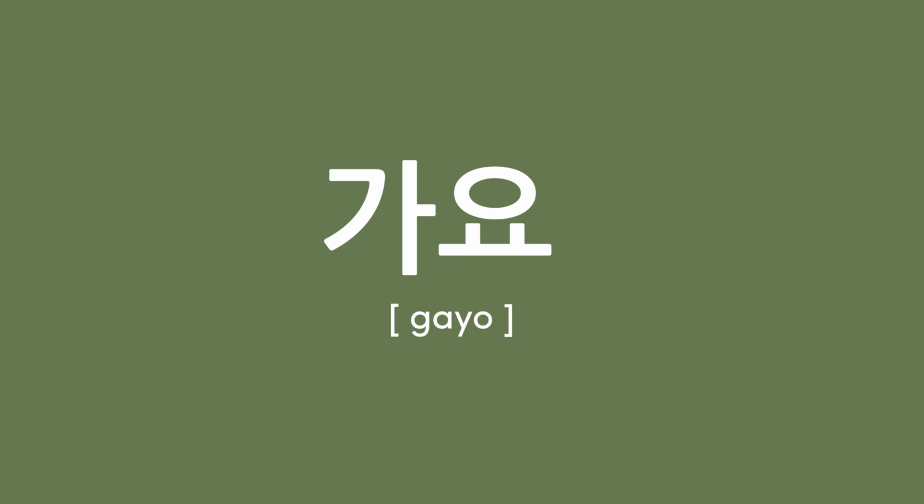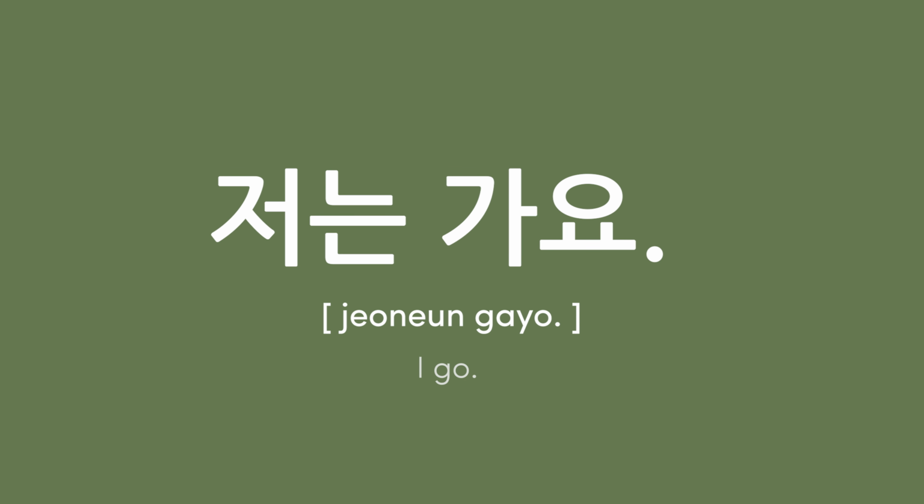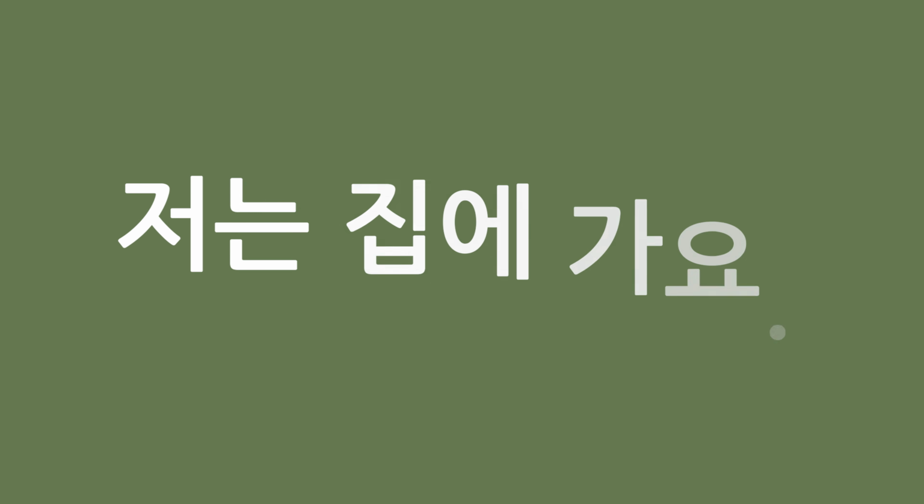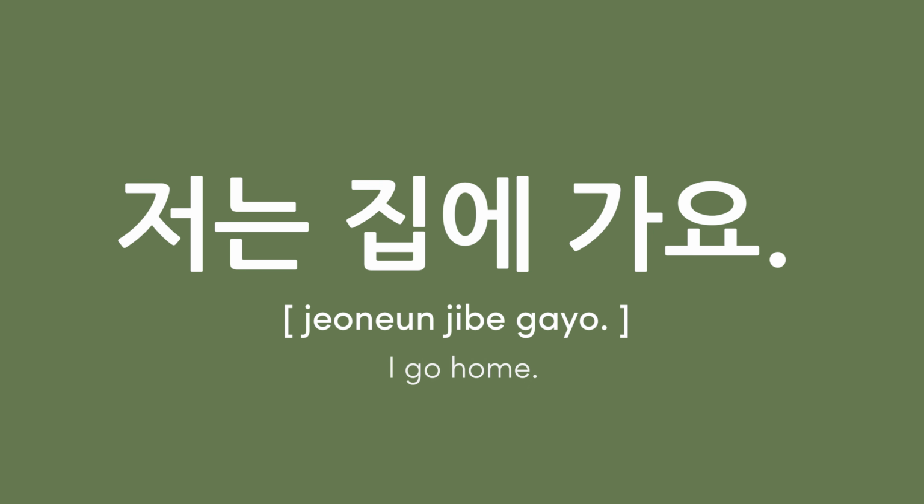Let's start with a simple verb, 가요. When you're ready, add the subject, 저는 가요. Then you can build up to longer sentences with objects. 저는 집에 가요. Note the order of Korean sentences is a bit different than in English.